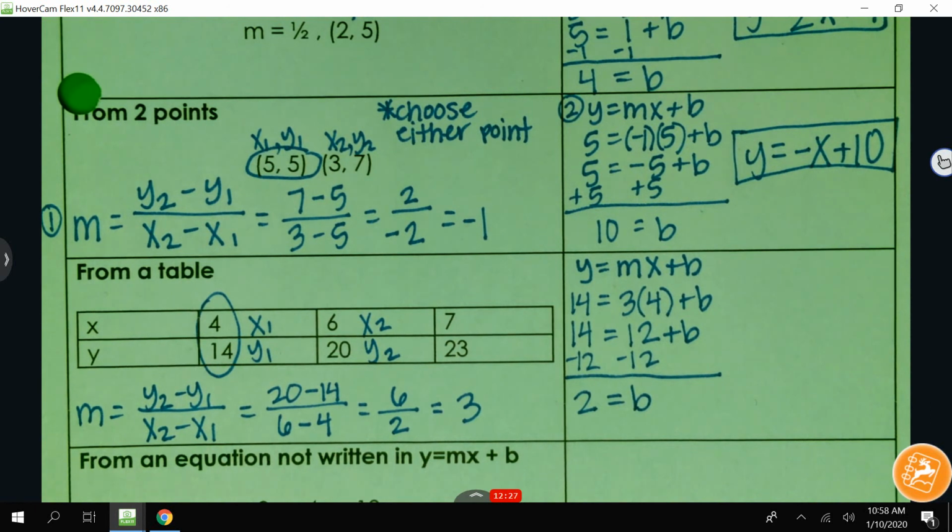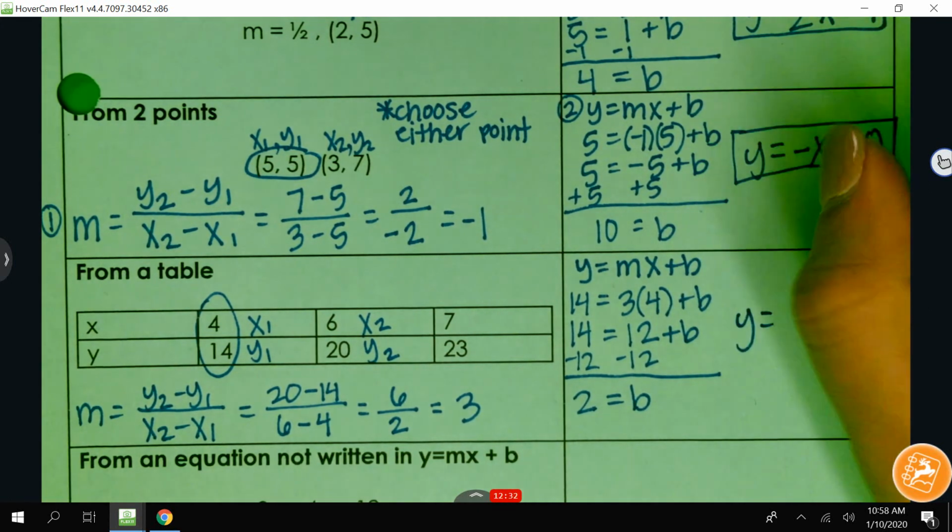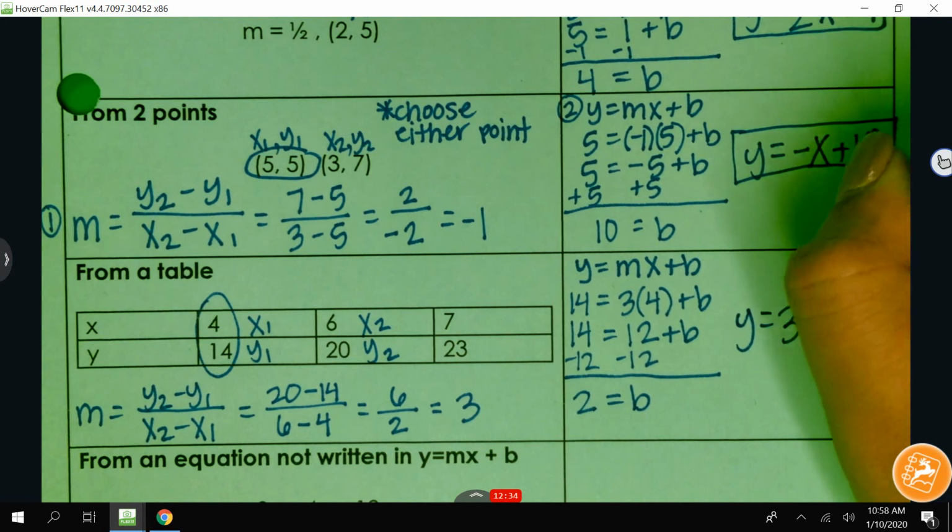Yeah. Write your equation in slope-intercept form now. So what did you say, Kaylee? Y equals 3x plus 2. Good. Y equals 3x plus 2.